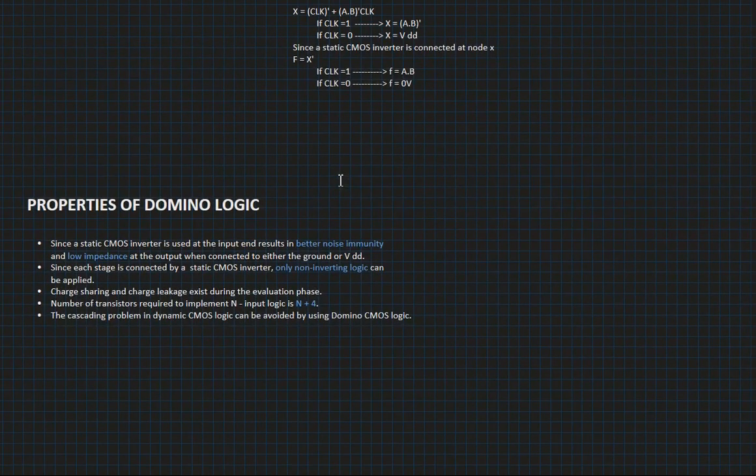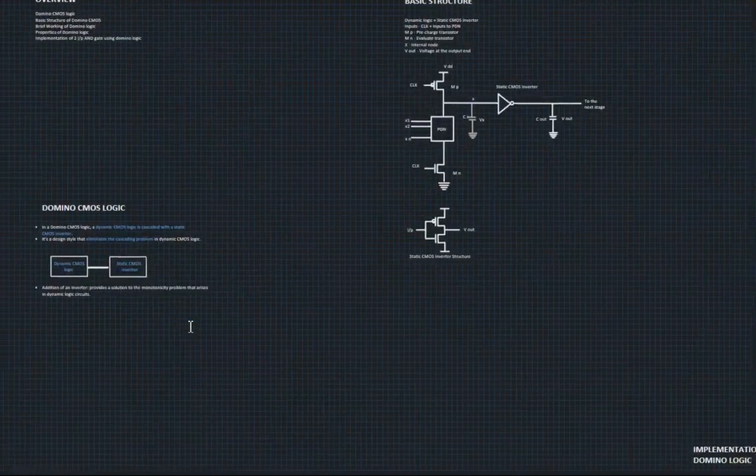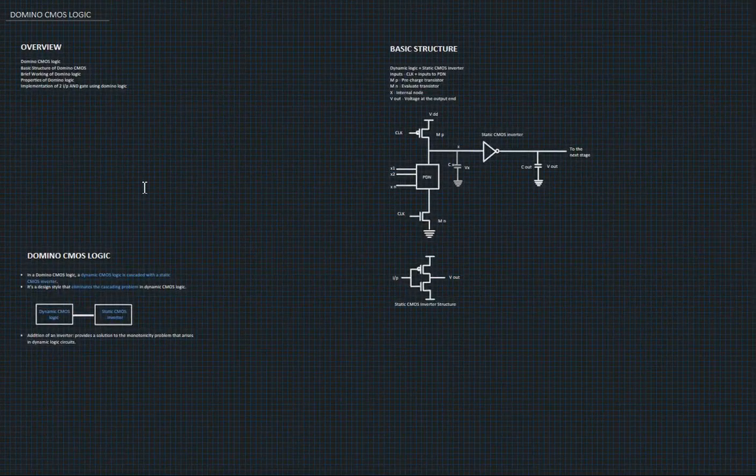The main properties of domino logic are that it has better noise immunity, low impedance, and only non-inverting logic can be applied. And the number of transistors required is always n plus 4, as noticed earlier. The main advantage is that it solves the cascading effect that occurs in the dynamic circuits as well as the monotonicity problem. But the only disadvantage is that it generates a race around condition. So this is the general overview of Domino CMOS logic.